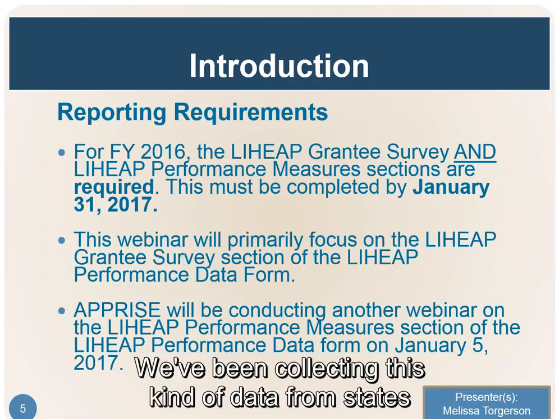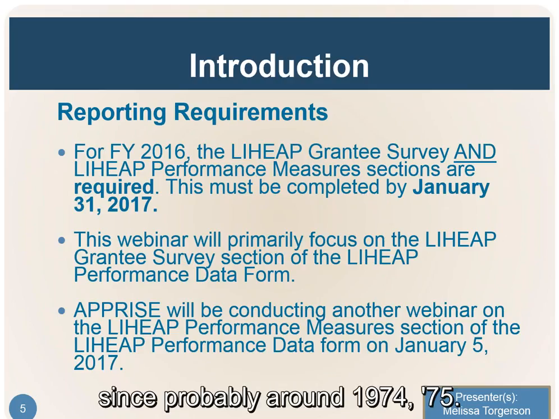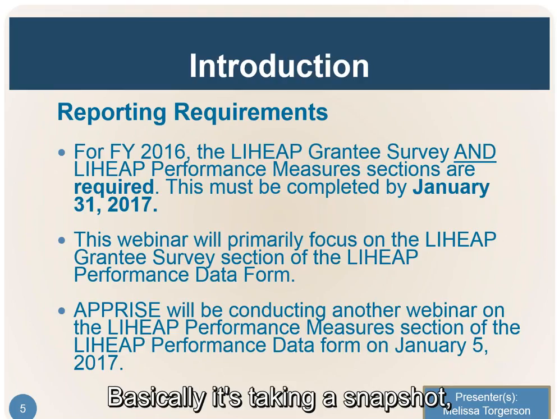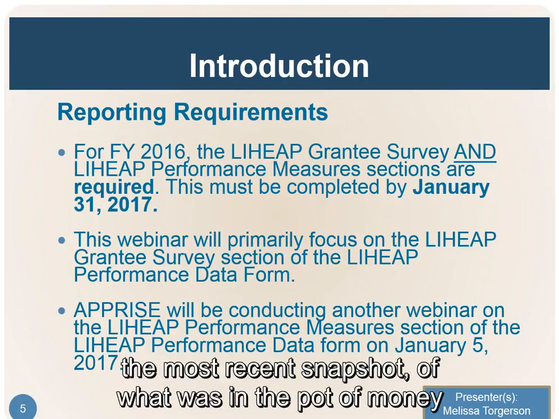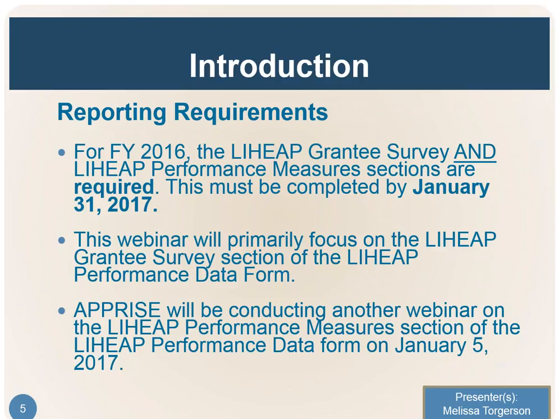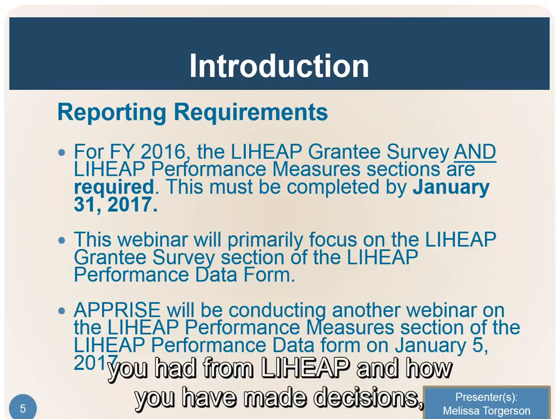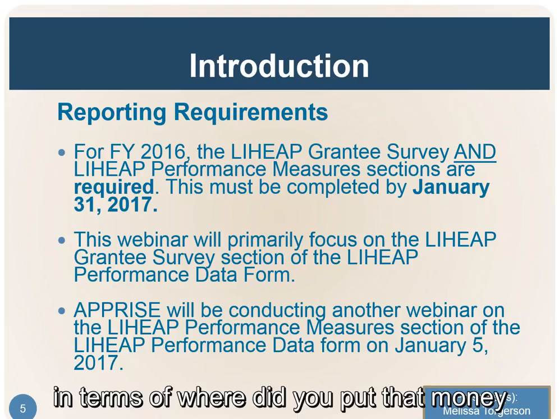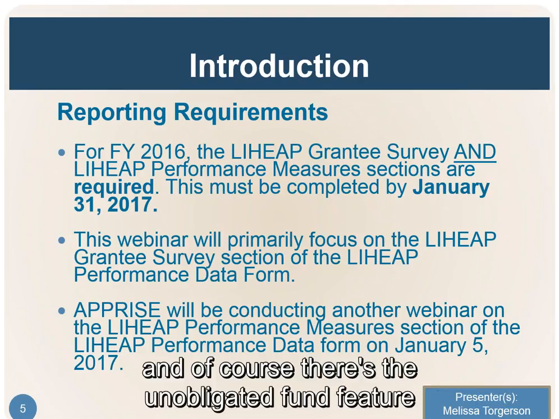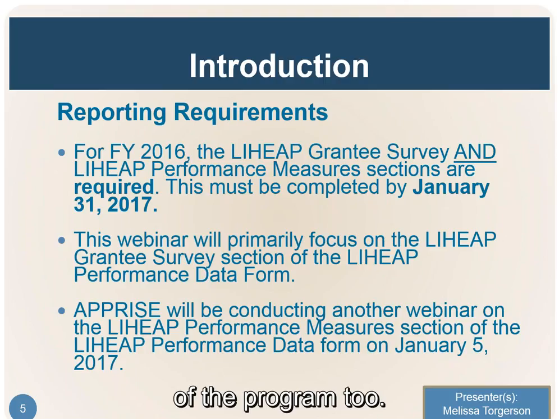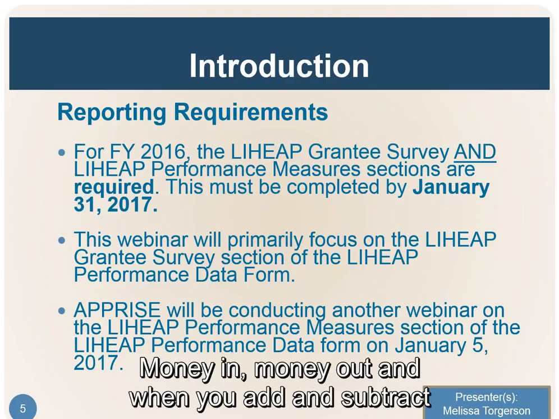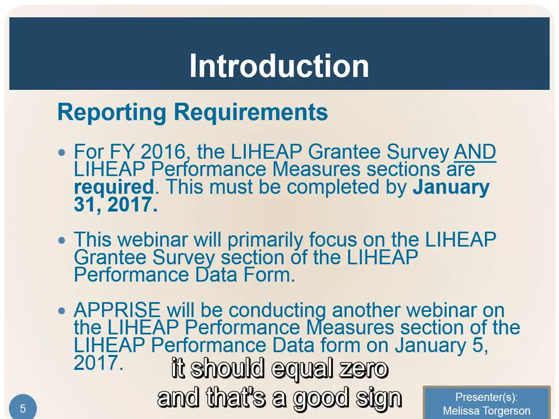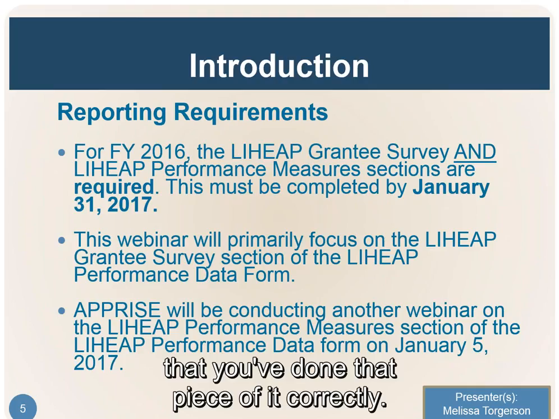Just a little history. We've been collecting this kind of data from states since probably around 1974-75. Basically, it's a snapshot, the most recent snapshot, of what was in the pot of money you had for LIHEAP and what decisions you made in spreading out that money, in terms of obligated funds, and of course there's the unobligated funds feature of the program too. Money in, money out, and when you add and subtract, it should equal 0, and that's a good sign that you've done that piece of it correctly. So I'll stop at this point.